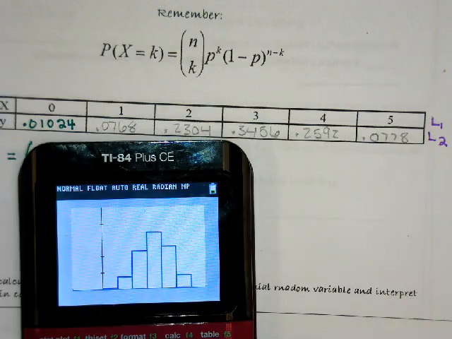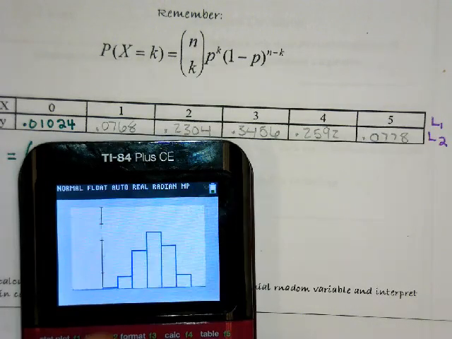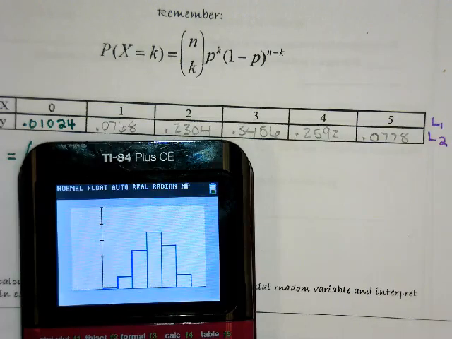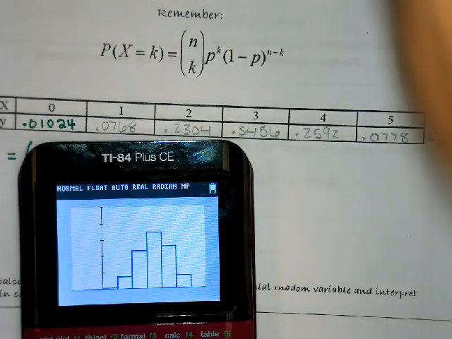Can you go back real quick to my window? Ooh, wow. Do that as 0.1. Are we good? Yeah. Okay. I'm going to zoom back out. Sorry.